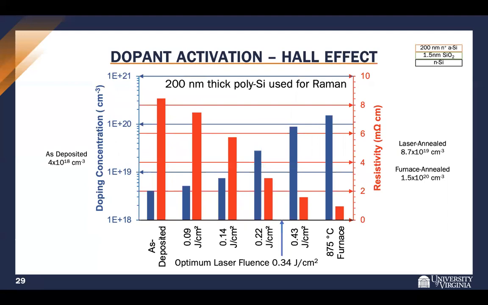I also looked at dopant activation via Hall effect measurement. The dopants are present in the film, but until they are activated, you can't really measure their impact on the conductivity of the film. So this shows that from the as deposited state with increasing laser fluence, the dopant activation goes up and reaches a similar value to the furnace annealing. And the resistivity of the film decreases and also reaches a similar value to the furnace annealing.